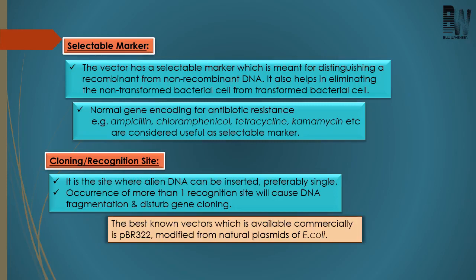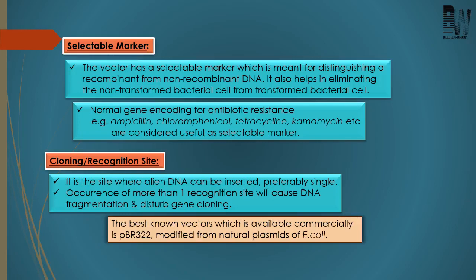So this is about selectable marker. Next come to another feature of cloning vector, that is cloning site or recognition site. Here the cloning site or recognition site represents that area or region where you can insert the desired DNA. That means if a molecule is to function as cloning vector, it should possess a cloning site where the desired DNA can be inserted.